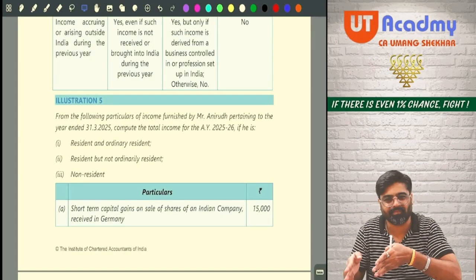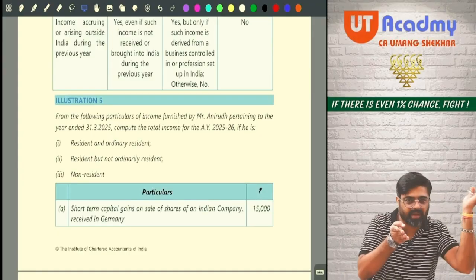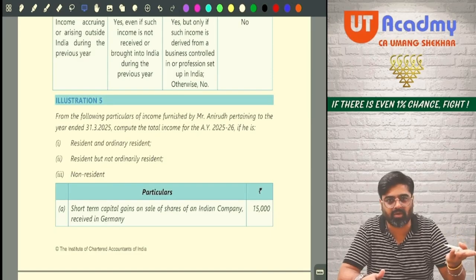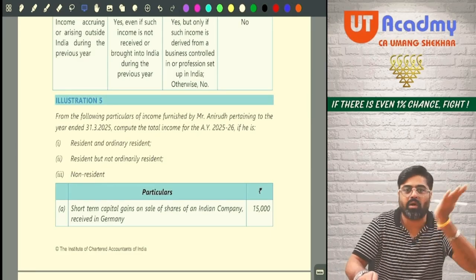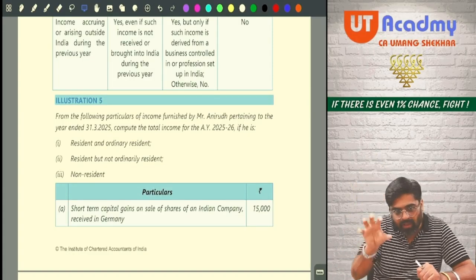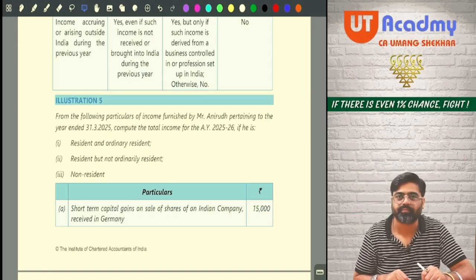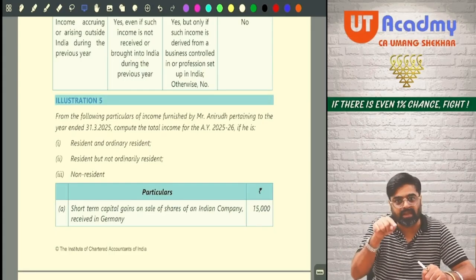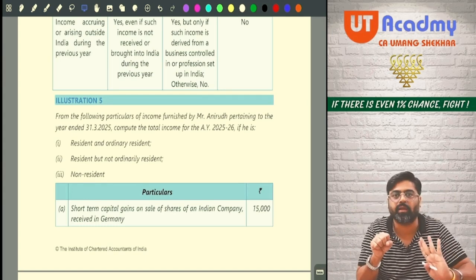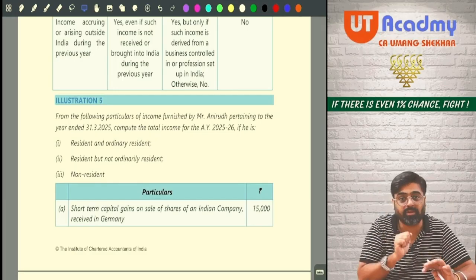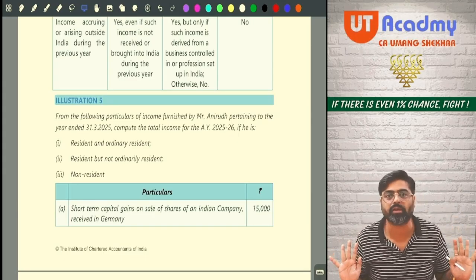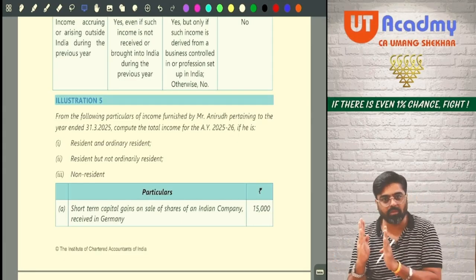Incomes are the same, but the residential statuses are different. So it is not necessary that all the incomes will be taxable for all types of residential status. For ROR, all the incomes, global incomes, will be taken. For RNOR, we will take only Indian incomes and foreign income Part A. But if his status happens to be non-resident, out of all these incomes, we will take only Indian incomes. We will forget about the foreign incomes. Yes or no? So incomes are the same.